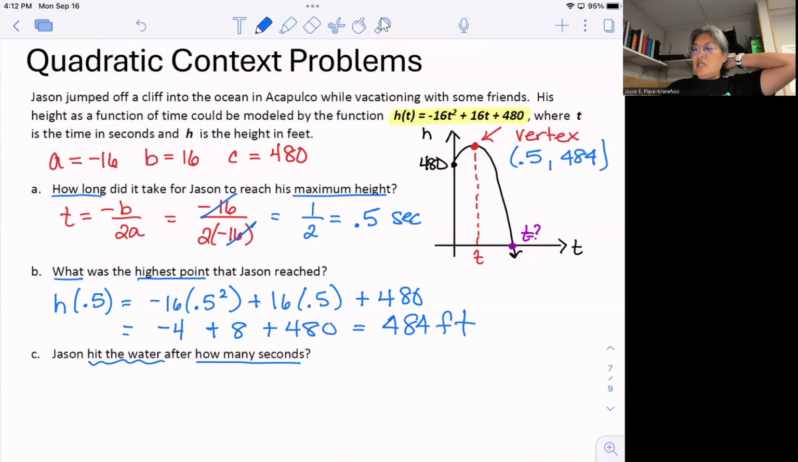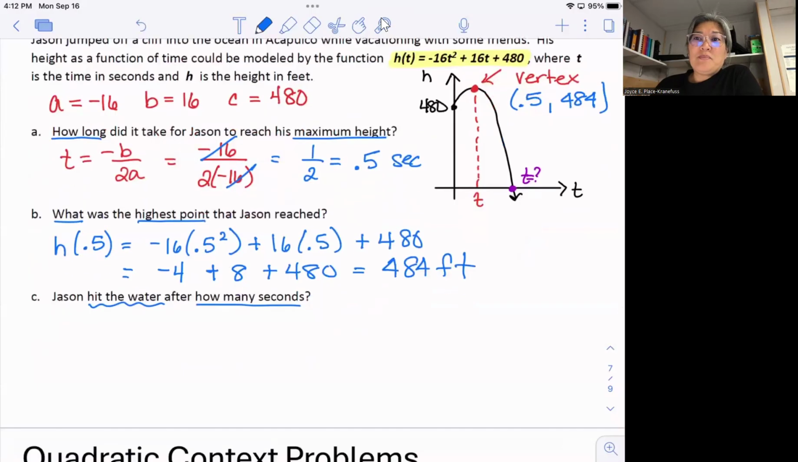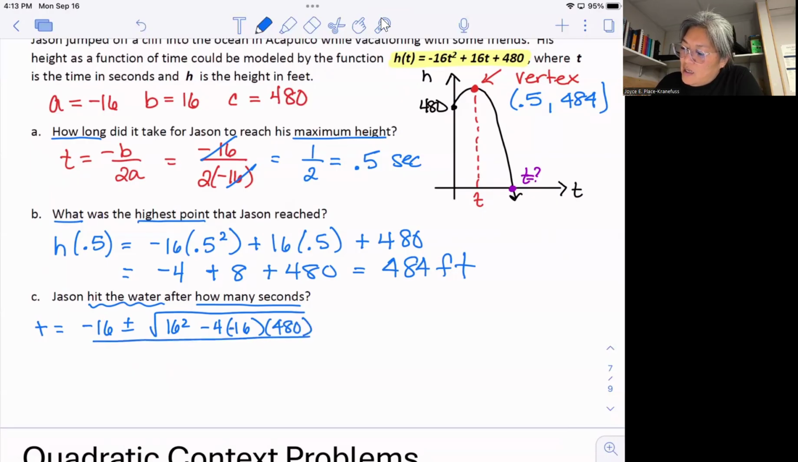Now, how long does it take him to hit the water? That's just an x-intercept. And I don't want to try to factor this one. I'm just going to use the quadratic formula. So t is equal to the opposite of b plus or minus the square root of 16 squared minus 4 times 16 times 480. And that's actually negative 16 because it's a. All over 2 times negative 16, or negative 32.